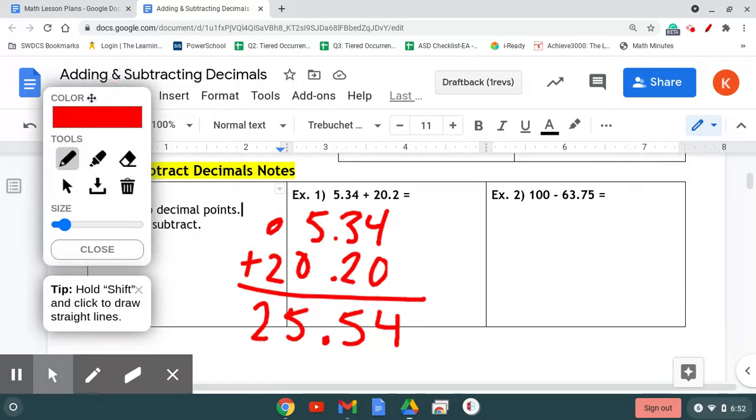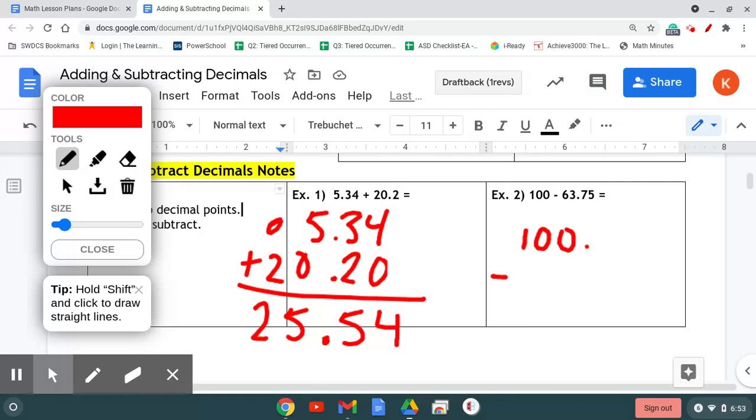All right, our example number 2. This one is a subtraction problem. Again, it's super important: our first step is to line up our decimals. So we're going to write 100 minus 63.75. Well, 100 doesn't have any decimals, so where's that decimal point going to go? It's going to go at the very end of our number. So right here we can put a decimal point.